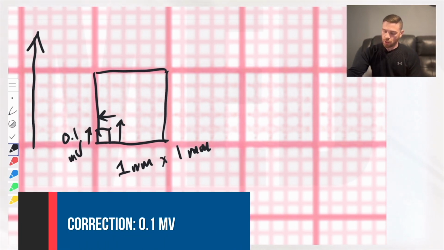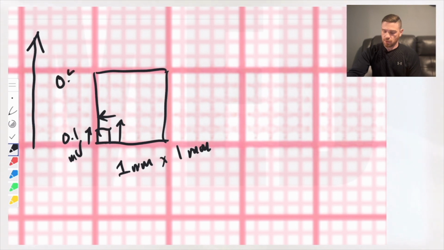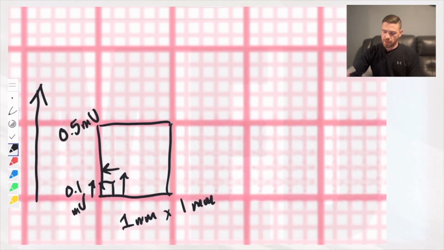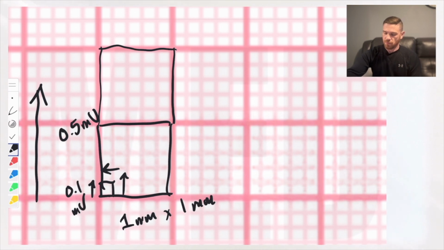So that would make one large box 0.5 millivolts because there are 5 small boxes, 5 by 5 in each large box. And that would make 2 large boxes vertically 1 millivolt.